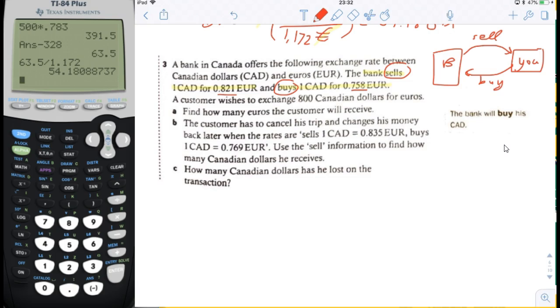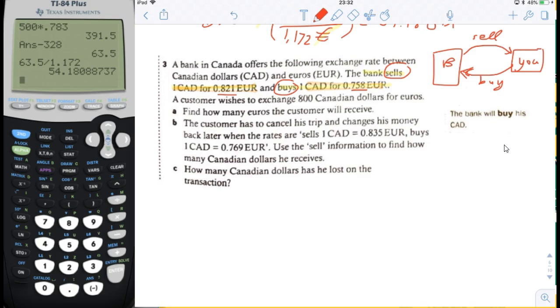Okay? So it's always from the point of view of the bank, because the bank only cares about himself. He's just a greedy, selfish guy, right? Okay. So this is pretty weird because we have two kinds of dominoes. We have a domino that has 0.821, right? And we have a domino that has 0.758, and we need to figure out when we're going to use each domino based on the transaction that's going on.